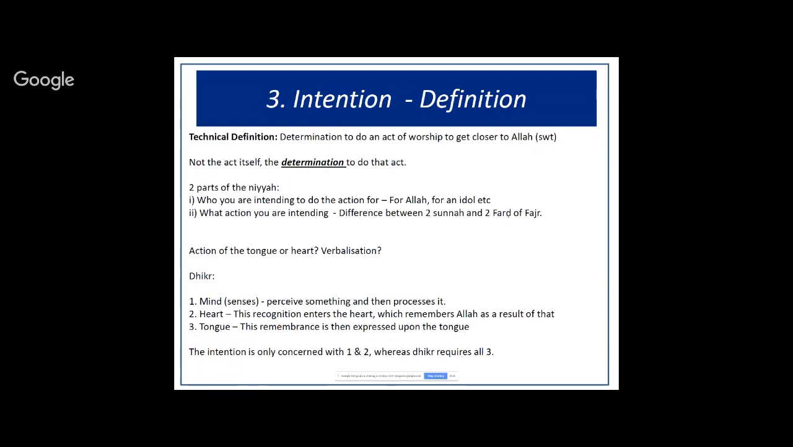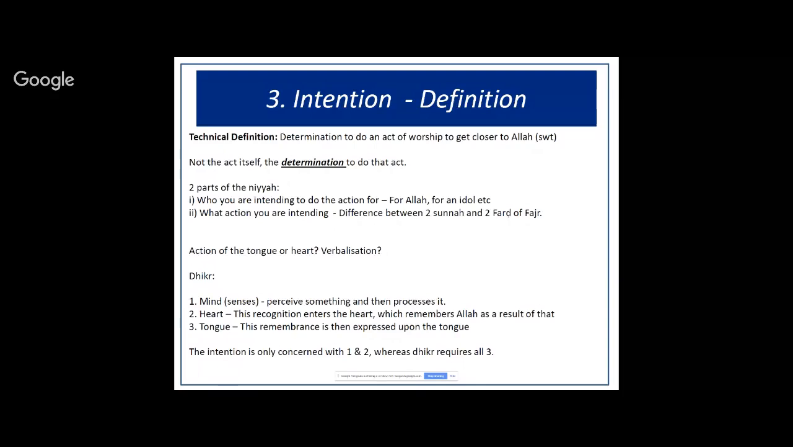When in reality, niyyah is something which exists in the heart, but the verbalization is just a verbal utterance of what already exists in the heart. So this is why we've put the difference between dhikr and niyyah. What's the difference between dhikr and niyyah?